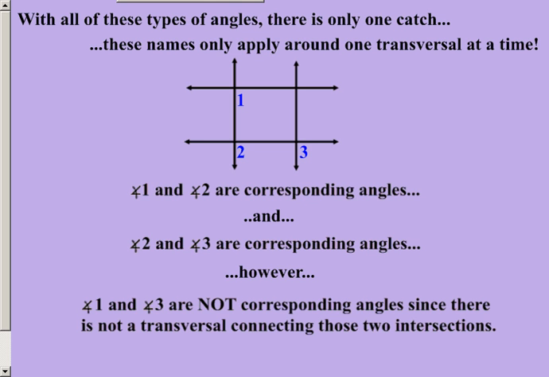Okay, so this would be true of any of the names of angle pairs that we've talked about in this lesson, not just corresponding. That just happens to be the example that I picked on. But since there is no transversal connecting the intersection by angle 1 and the intersection by angle 3, then none of the terms that we have talked about will actually apply to those two intersections.